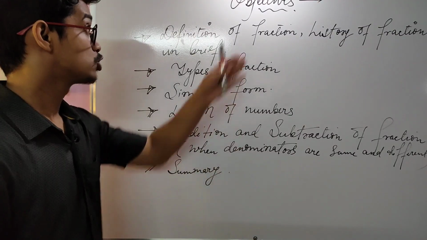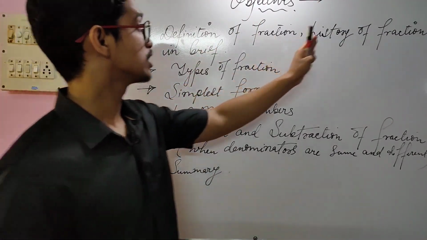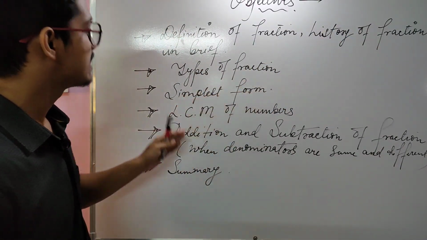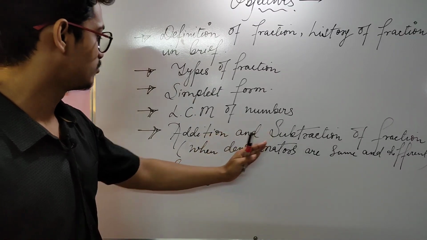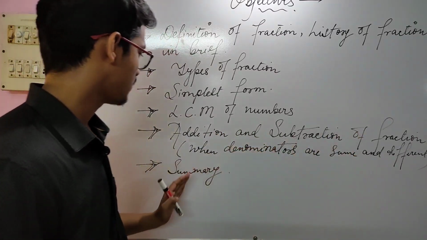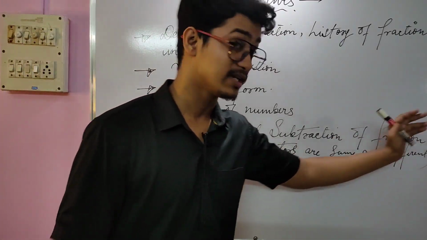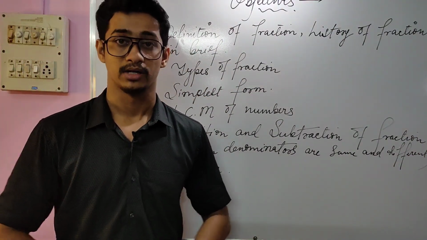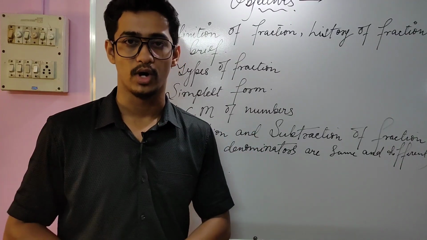So before starting off, let me just give you the objectives of today's video which will make you understand much more better. So let's get into it. So here are the objectives: definition of fraction, history of fraction in brief, then comes the types of fraction, simplest form, LCM of numbers, addition and subtraction of fraction when denominators are same as well as different, right? And last but not the least, summary part. So let's just discuss one by one.